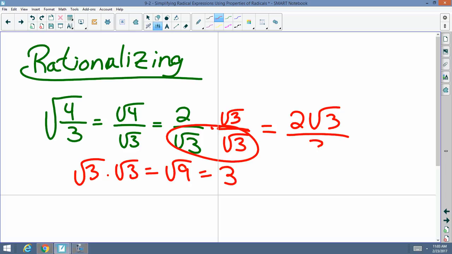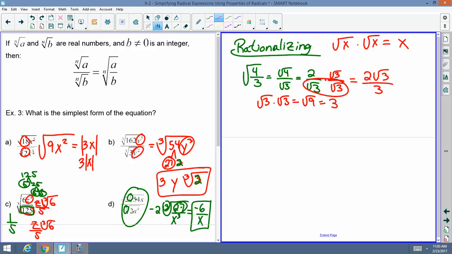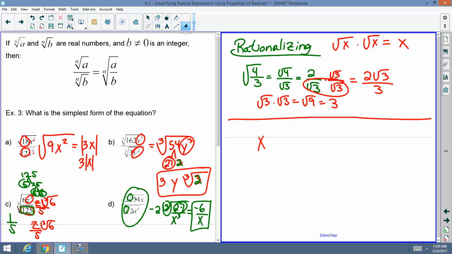So there's a little law here. When you have the square root of x times the square root of x, it equals the inside radicand. So for square roots, it's easy peasy, okay? It's also easy peasy for nth roots. Let's say that I have, for example, 8 over the cube root of 2x squared.